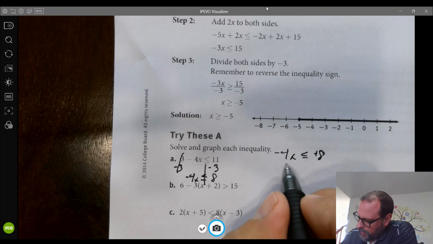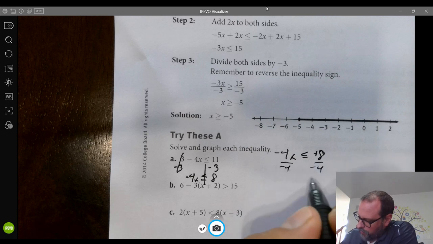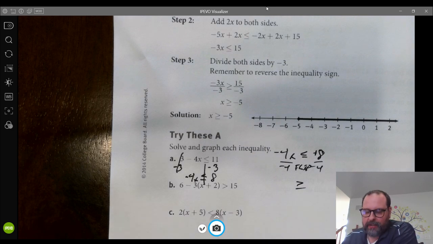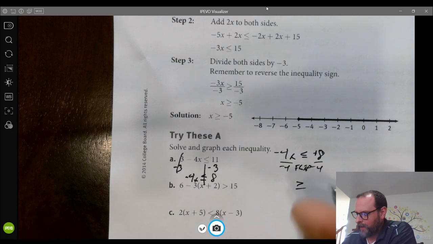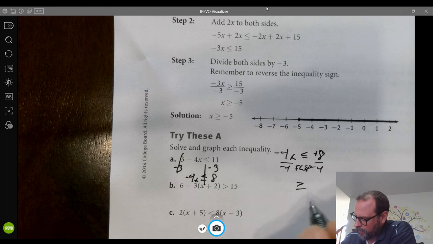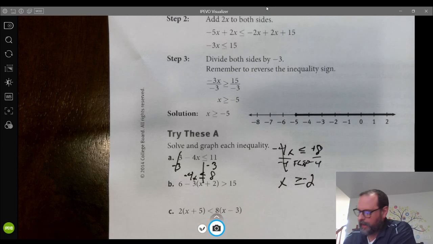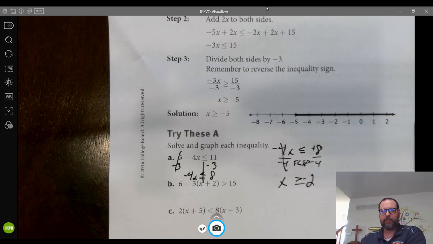Divide by negative 4. Flip it. Flip before you do anything else. It just gives me that reminder saying, okay, I divided by negative, I flip it. X is greater than or equal to 8 divided by negative 4 is negative 2. Okay? All right, let's do one more with it.